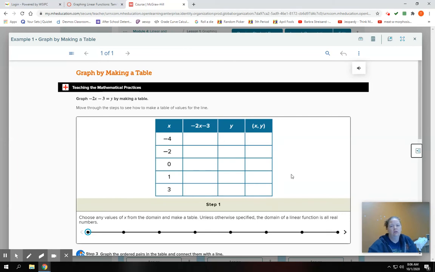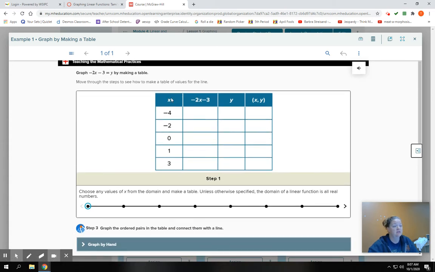There are a couple different ways to graph a linear function. One of them is by making a table. So in example number 1, we're going to look at how to graph a linear function by making a table. We're looking at the graph for negative 2x minus 3 equals y. We're going to make a table.